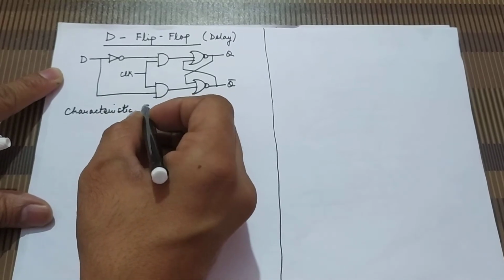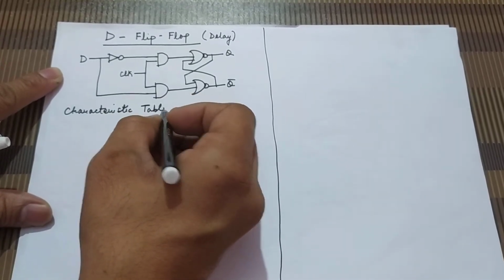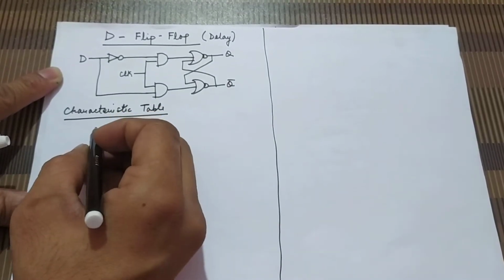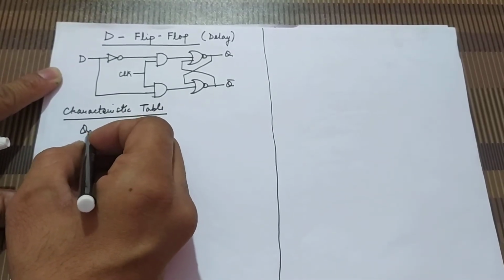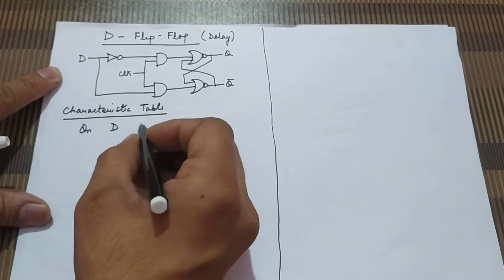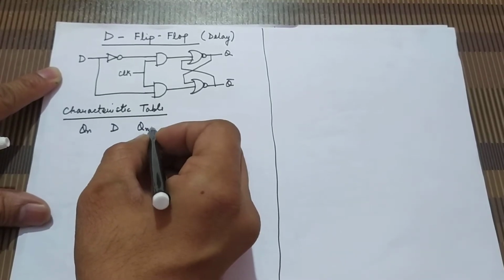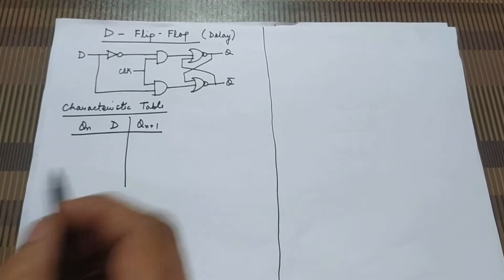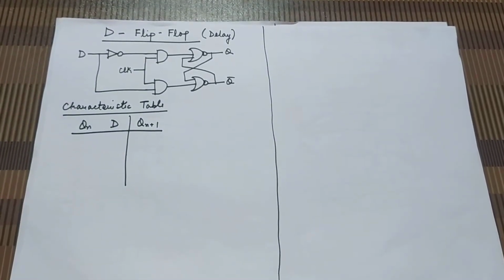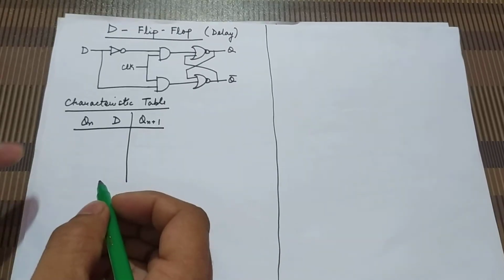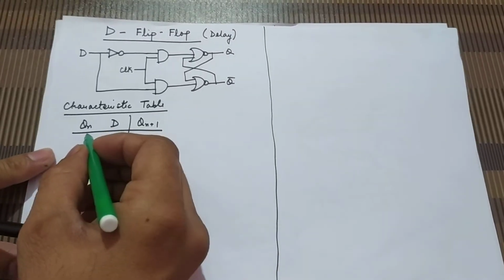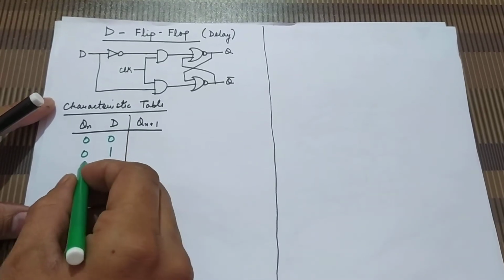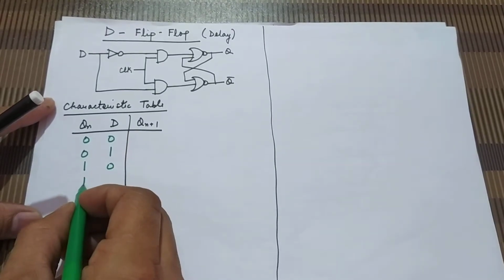Characteristic equation, or you can say first of all we'll be seeing the characteristic table. In characteristic table we are having the present state, the D input, and the next state. As we are having the two inputs, the combination will be 4: 0 0, 0 1, 1 0 and 1 1.